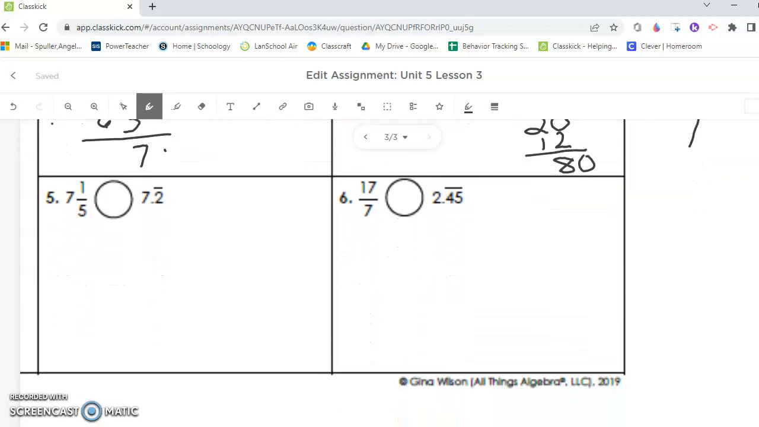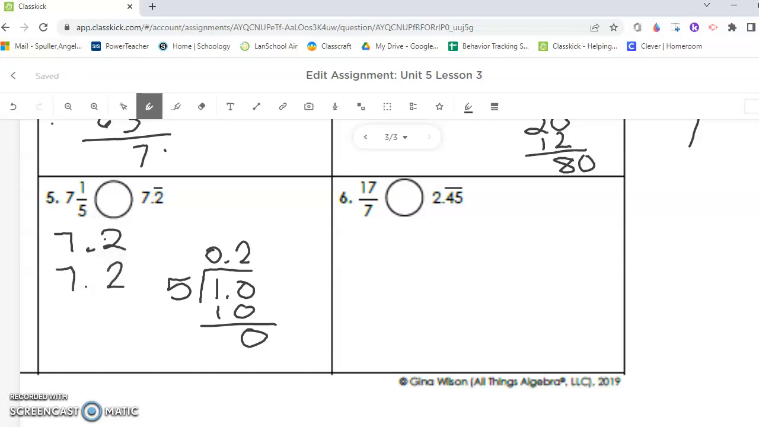Let's go down here to this. All right, so I have 7 point something. Well, let's see. 1 divided by 5. 5 goes in here 2 times, that gives me 10. So this is 7.2. But remember, this one isn't 7.2. This is 7.2 repeating, which means this has a 0 behind it. This has a whole bunch of 2's behind it. That one's greater.